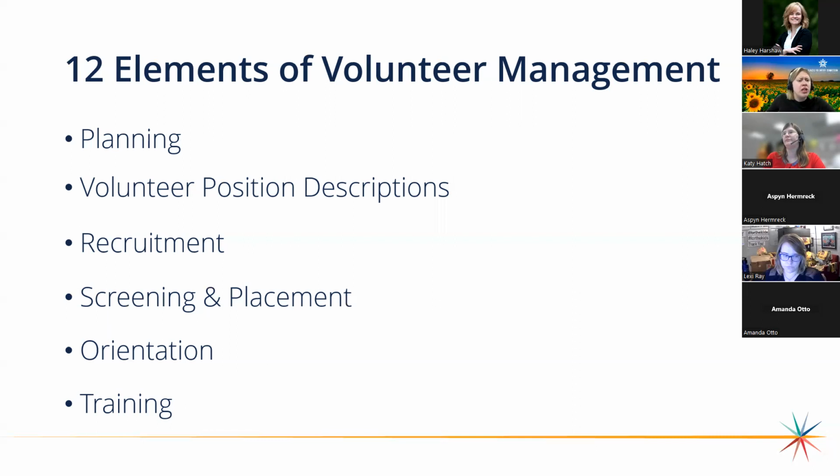When we do screening and placement well, we're able to prevent many issues that could come up later on down the road. And we'll talk more about this element in May, I believe. Yep, in May. But screening and placement are key to volunteer retention.